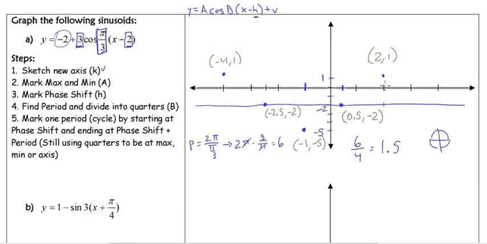And you could keep on going. So if we go another 1.5, right there's our next key point. We're at, what would that be, 2, 3, 3.5, 3.5, -2. And you can keep on going.